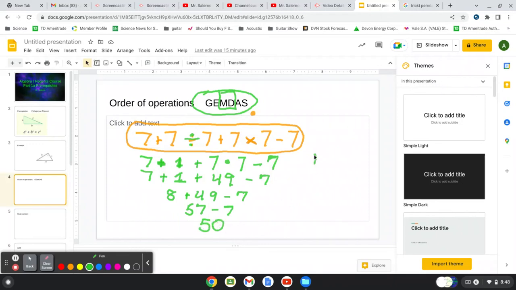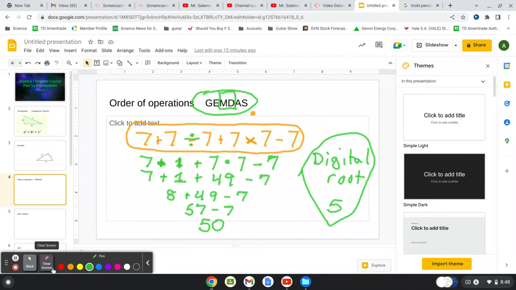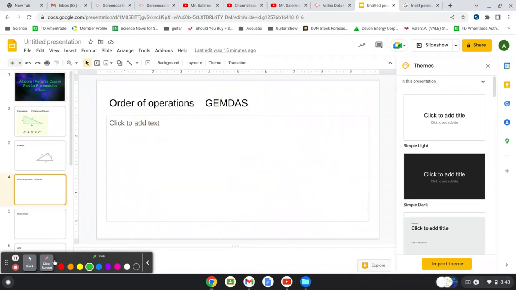By the way, there's another concept here. It's called digital root. The digital root is just adding the numbers together. So 5 plus 0 is 5. That's the digital root of 50, right? So I'll keep that up for 2 seconds. 1, 2. And let's do another digital root, by the way.